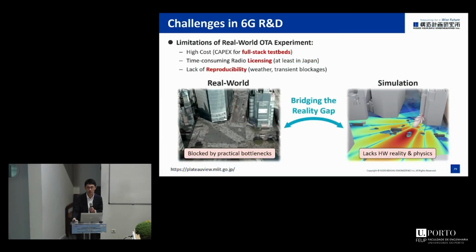So let me start with the motivation. Toward 6G, full-stack validation is becoming essential for AI-native networks and more complex use cases. However, real-world OTA experiments have three major pain points: high cost, time-consuming radio licensing, and limited reproducibility. So this creates a serious reality gap. And our goal is to bridge this gap between realistic experiments and flexible simulation.